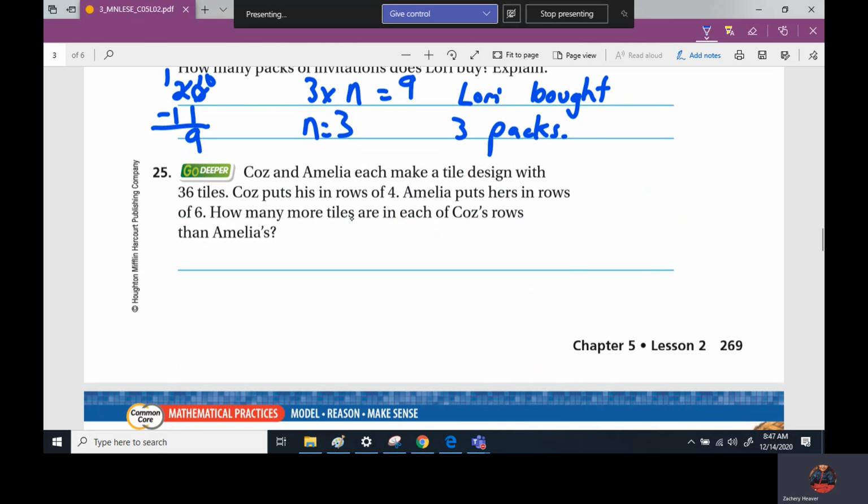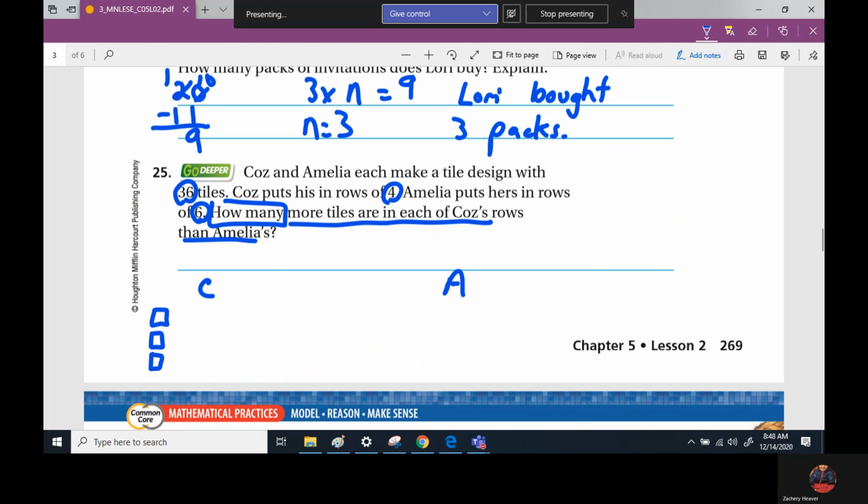Cos and Amelia each make a tile design with 36 tiles. Cos puts his in 4 rows. Amelia puts hers in 6. How many more tiles are in each of Cos's rows than Amelia's? So we have Cos, we have Amelia. Cos puts his in 4 rows, and Amelia puts hers in 6 rows.